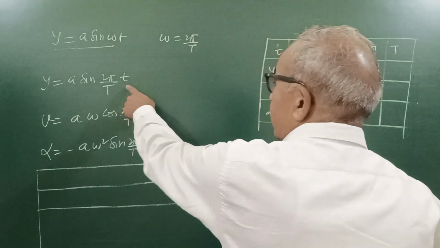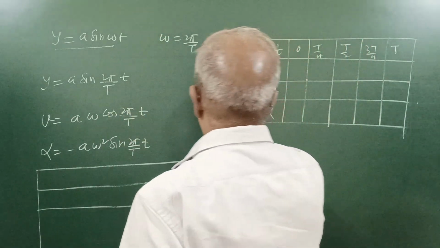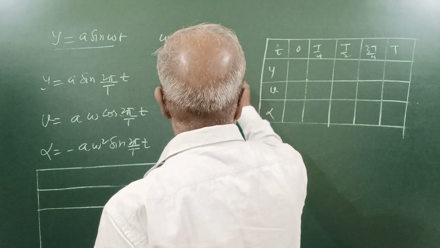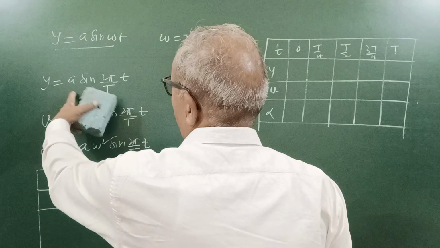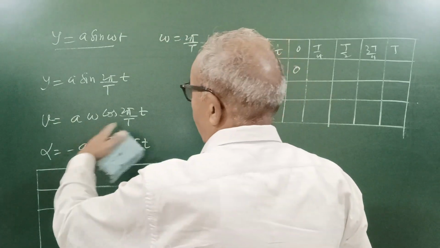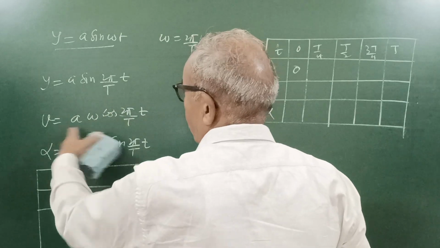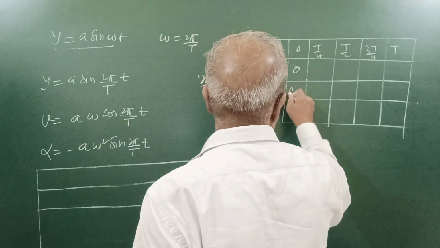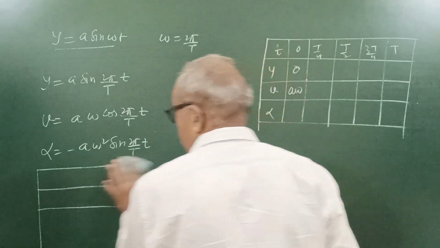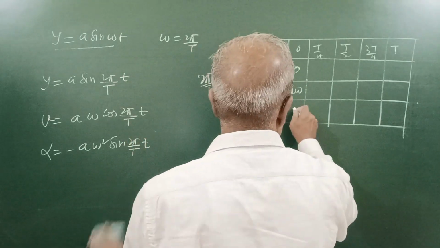When I put t equal to 0 here in 2 pi upon capital T into t, this whole thing becomes 0. Sin 0 is 0, so displacement is 0. Cos 0 is 1, so v equal to A omega. Sin omega t is 0, so alpha is 0.